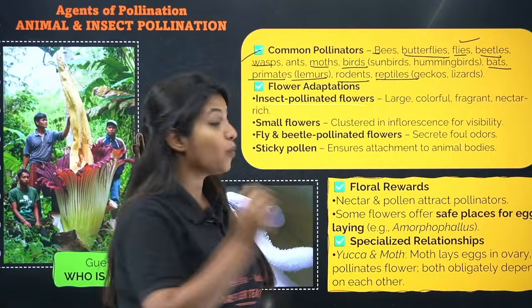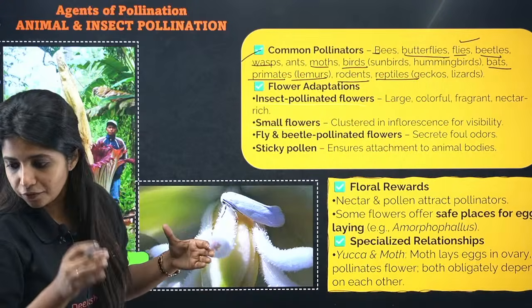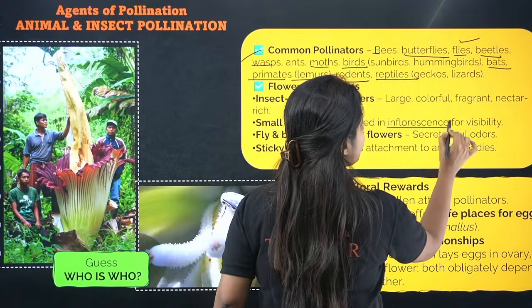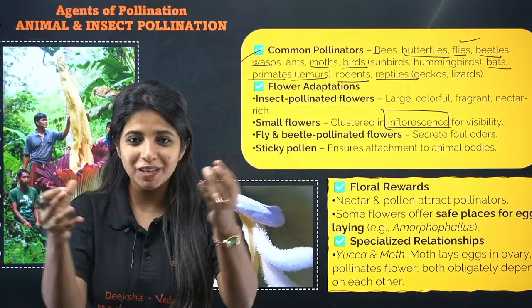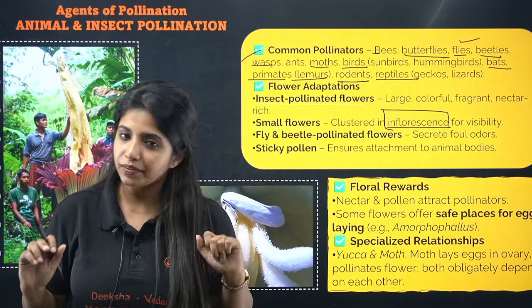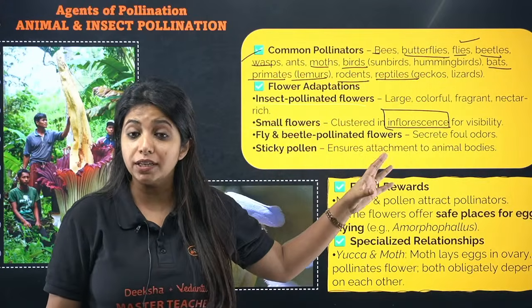Now the small flowers, if at all they are there, are going to be grouped up together in the form of what? Inflorescence, to look big. The small flowers come together to form an inflorescence just to look big. That is one thing.